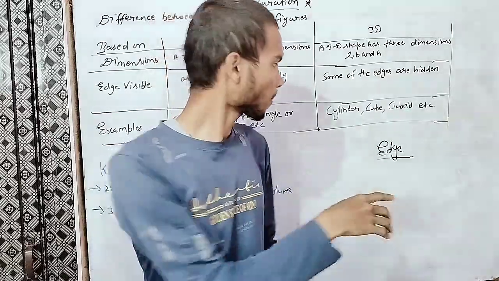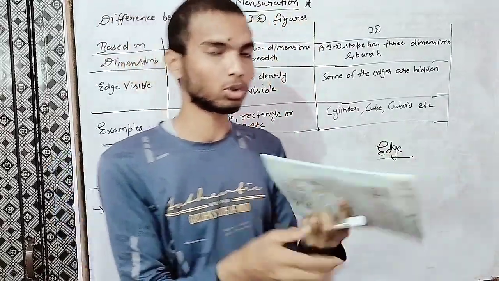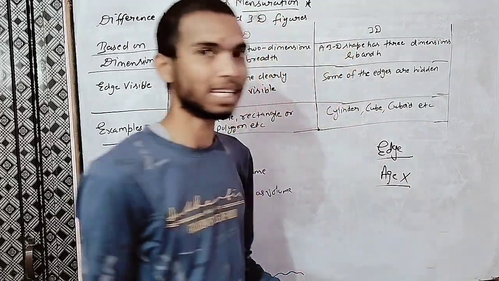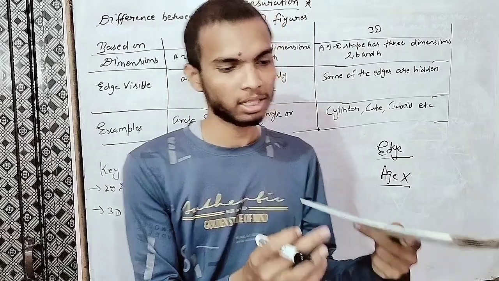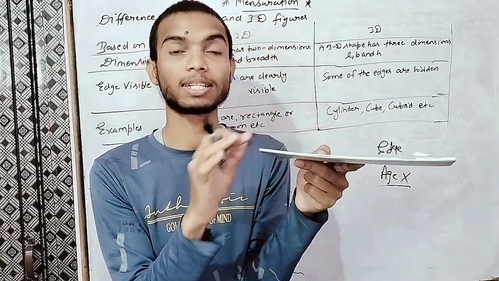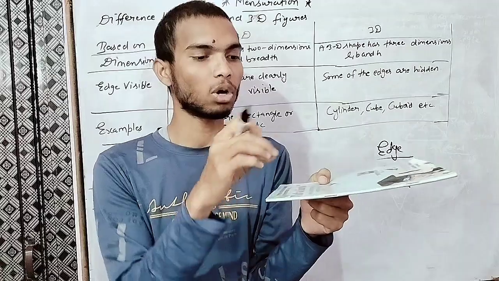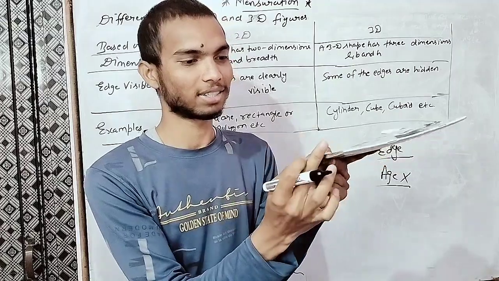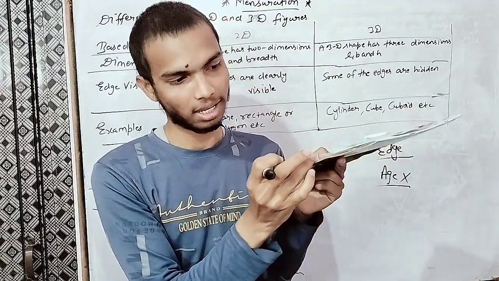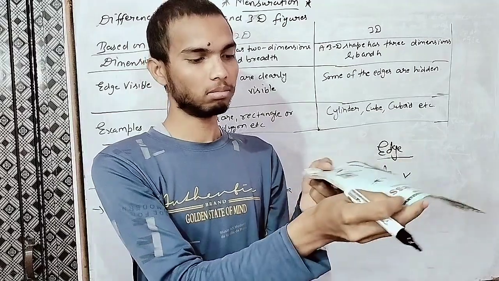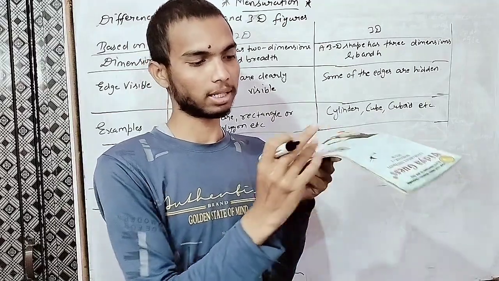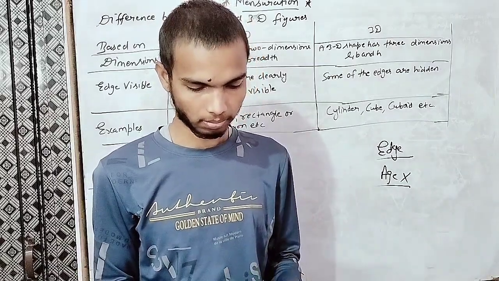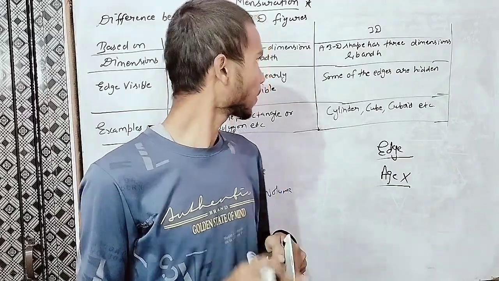So it is an edge. Where is the edge of this object? Of course, this is an edge. This upward one is an edge. I hope you understood this is an edge.